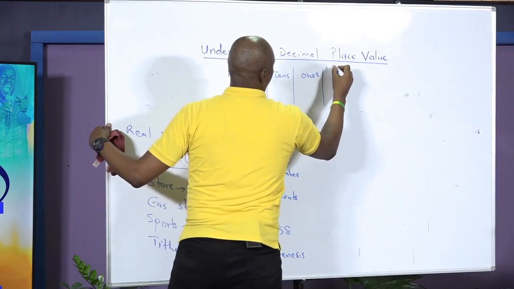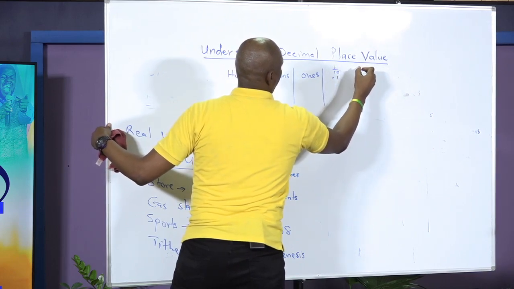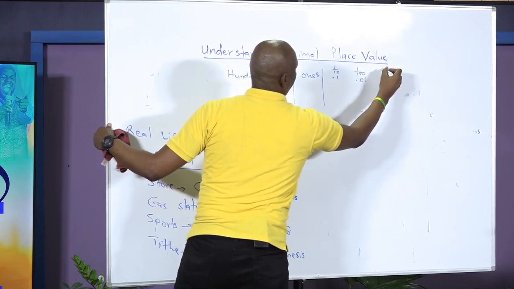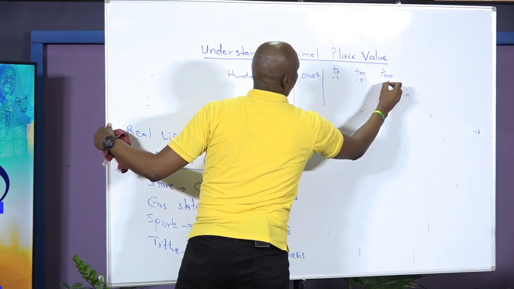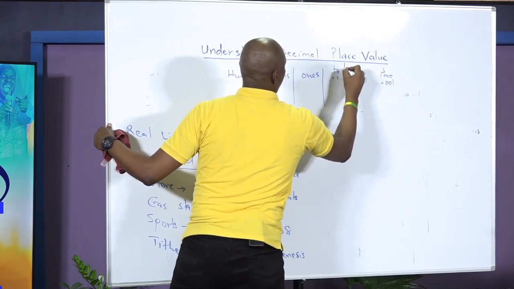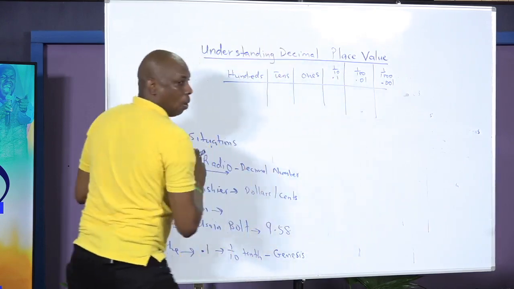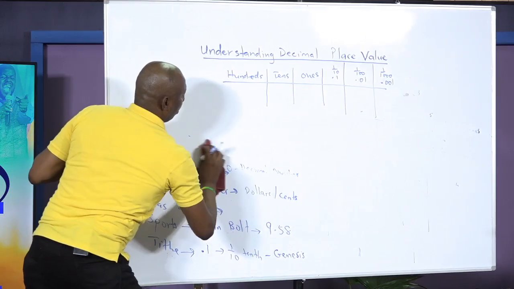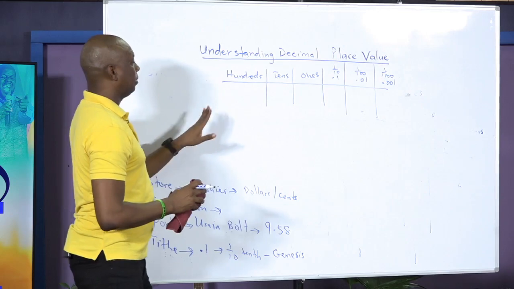And right here, I would have my 1/10 or my 0.1. Right here, I would have my 1/100 or my 0.01. Right here, I would have my 1/1,000, we just learned about that, or my 0.001. And these are columns. Now, I want you to remember that all these columns are related.